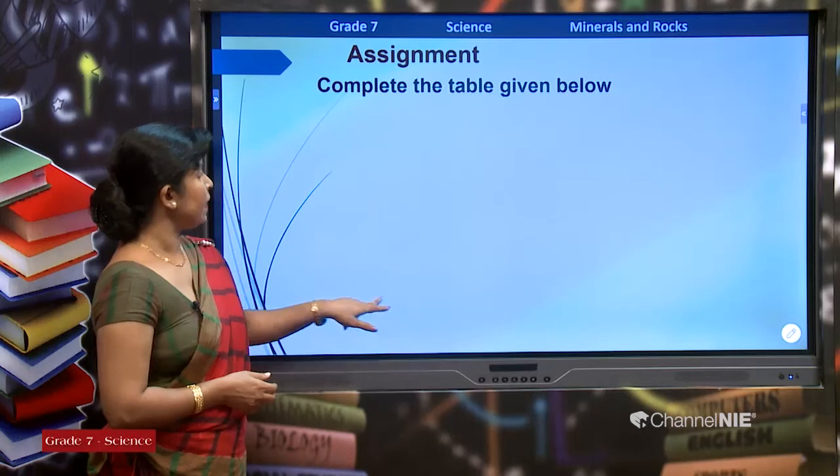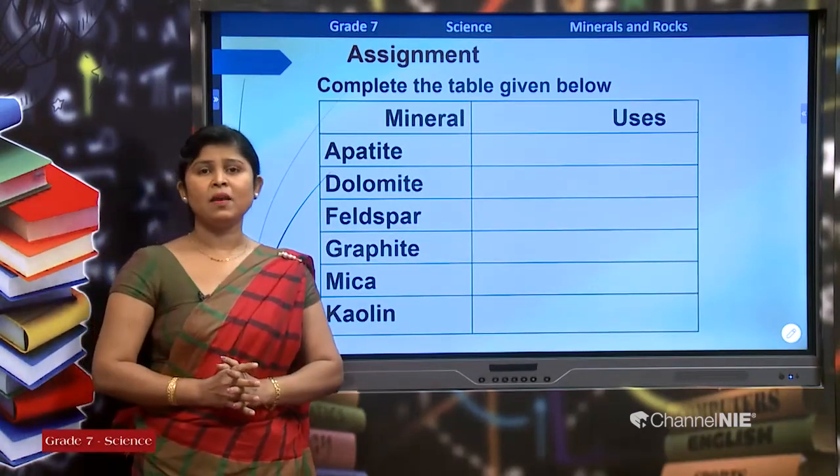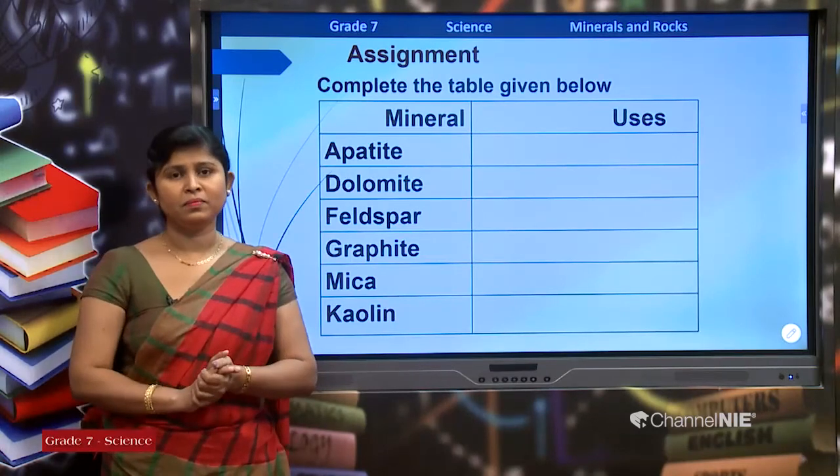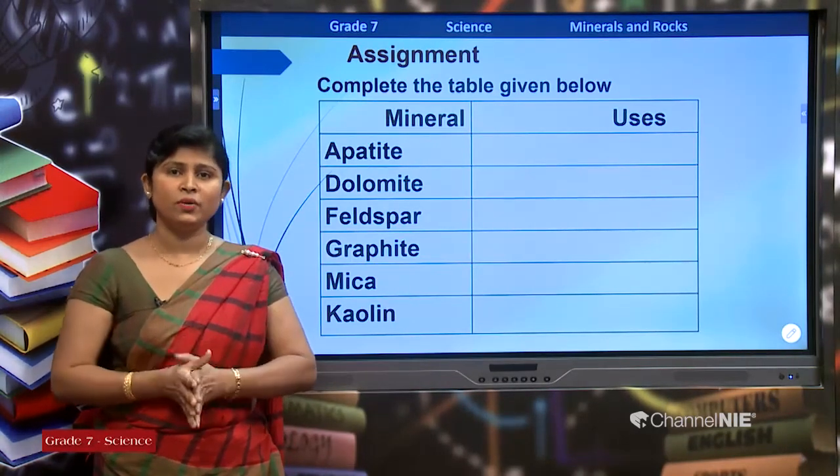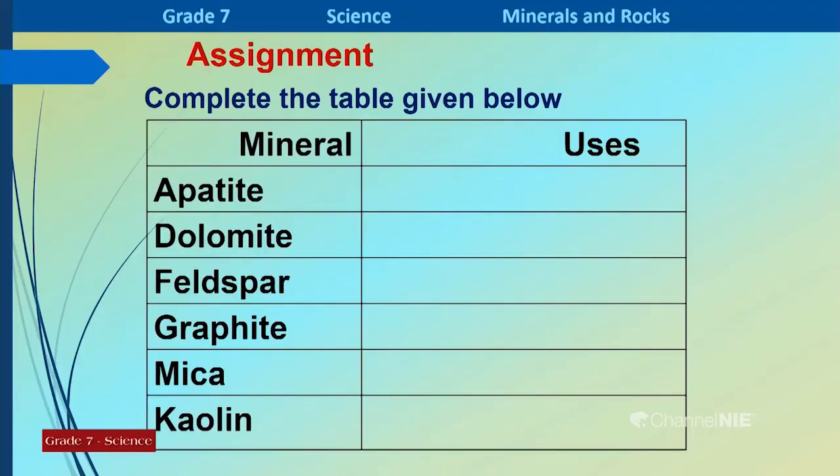Right. My dear children, I would like to give you an assignment for you to do at home, right? These days you have much time to engage in your assignments. So, copy the table and you can get the help of your textbook to complete the table, right? The table has two columns in it, the mineral and the uses of the minerals. I have given you 6 minerals there: apatite, dolomite, feldspar, graphite, mica and kaolin. Then they have different uses. For example, when we think about apatite, it is used to produce fertilizers. That is the use. In the same way, you have to complete the table after the lesson, right?